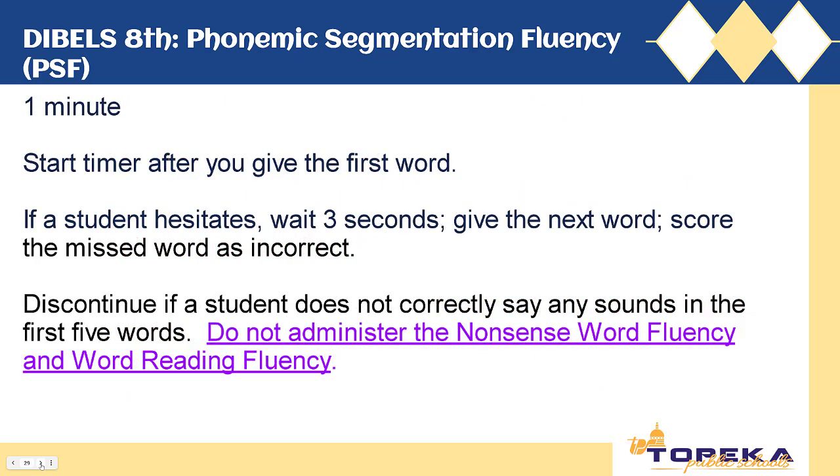Again, this is a 1 minute test. If a student hesitates, the examiner will wait 3 seconds, give the next word, and score the word as incorrect. The examiner will discontinue the test if a student does not correctly name any sounds in the first 5 words. The administrator will also not give the nonsense word fluency and word reading fluency subtests if this occurs.